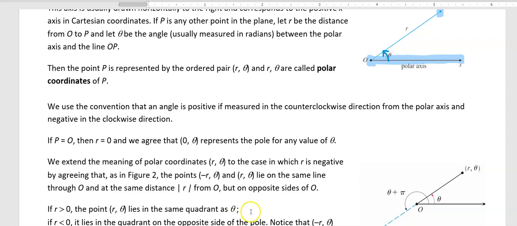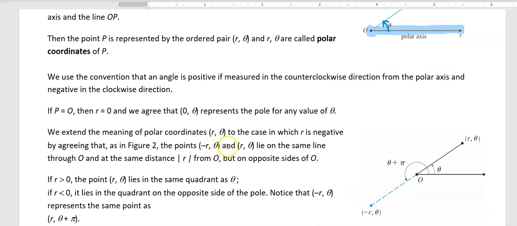We extend the meaning of the polar coordinates (r, theta) to the case in which r is negative by agreeing that, as in figure 2, the points (-r, theta) and (r, theta) lie on the same line through the origin at the same distance, the absolute value of r, from the origin, but on opposite sides of the origin. So if you have (r, theta), like we have in the upper right, that's in the positive direction of r, and then we have negative r, which would be in the opposite direction. So same line, same distance, just opposite directions. And the difference between those is an angle of pi, a straight line angle.